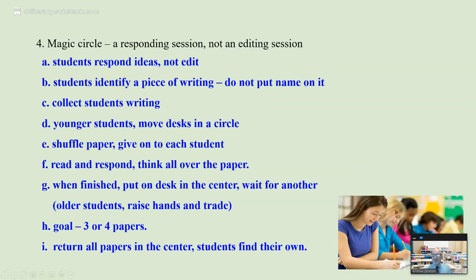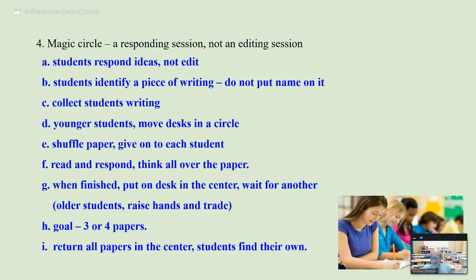Step 2, students identify a piece of writing they want to put in the circle, but they don't put their name on it. You collect students' writing, you shuffle them all up. For younger students, you move their desks in a circle and you put one desk in the middle of the circle. Shuffle the paper, give each student a paper. Their job is to read it and respond all over the paper using those responding guidelines.